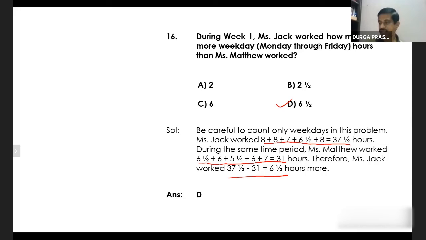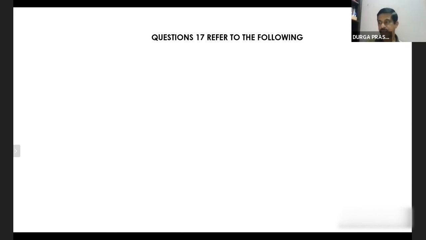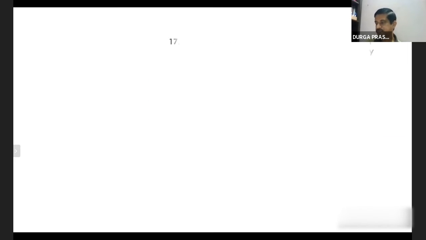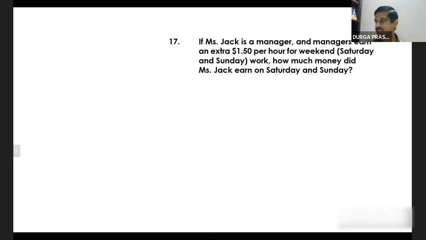Okay, let us go to the next question. Question 17 refers to the following information. It is same as the previous one. So let us go to the question. If Miss Jack is a manager and a manager earns an extra 1.50 per hour for weekend work, that is Saturday and Sunday, how much money did Miss Jack earn on Saturday and Sunday?